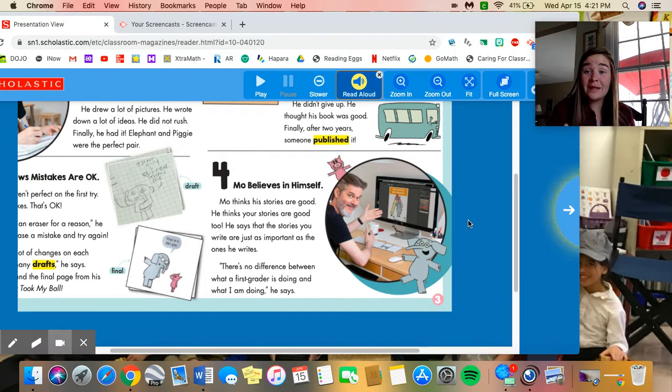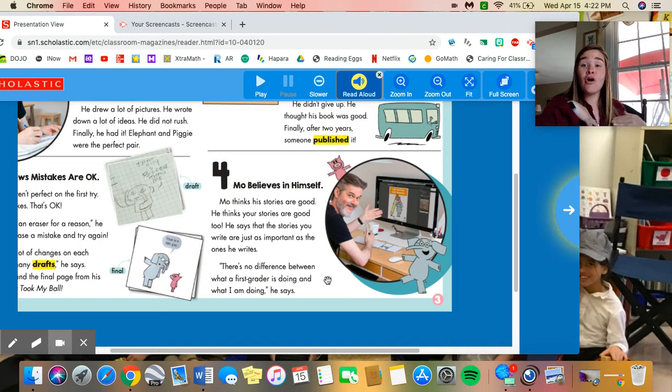But what's really cool that Mo Willems says is that he says that he believes in you too. Mo Willems is a really kind man. He does a lot of things for schools and for libraries all across the country. And he said, right here, he says, there's no difference between what a first grader is doing and what I am doing, he says. So he truly believes that even first graders are great writers. First graders are using what they know right now, and they write great stories.